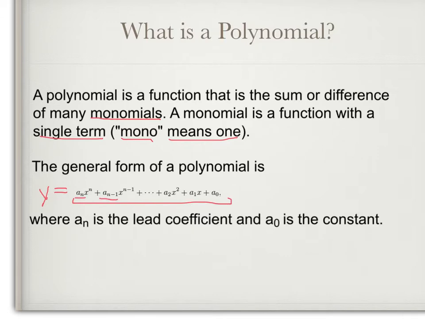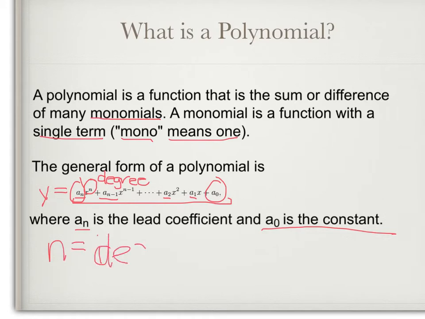and a sub n minus 1 and a2 and a1 are all the coefficients of your variables. A sub 0 is considered your constant, and here a sub n is called your lead coefficient. N right here, the first exponent, is called the degree of your polynomial. The degree is equal to the highest power. So we'll say the power of n is the degree, which is also known as the highest power or exponent in your polynomial.